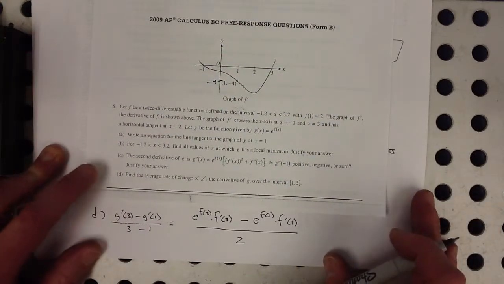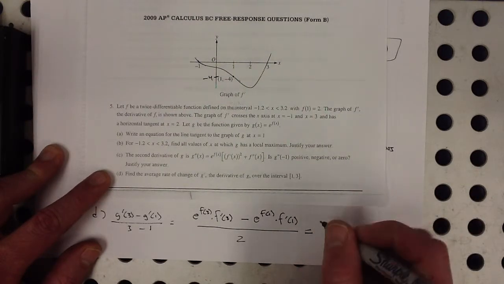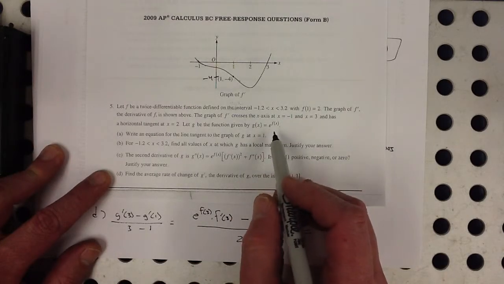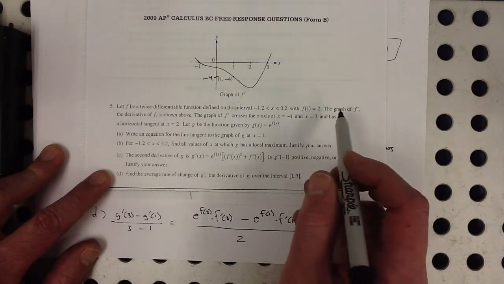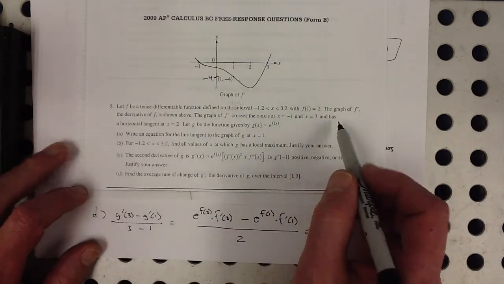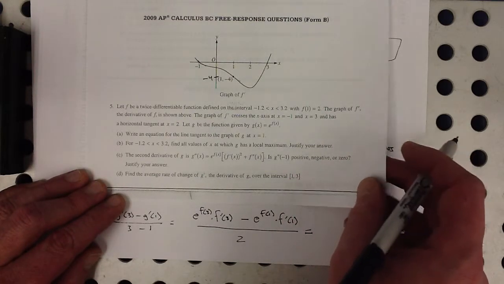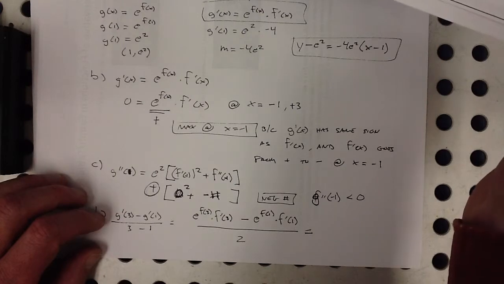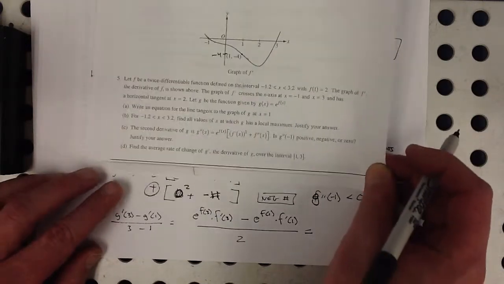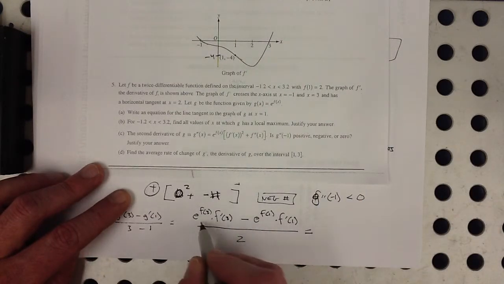Well, f of 3 is, do we know what f of 3 is? I suspect we have enough. Oh, I know what's going on here. We don't need to know that, do we?